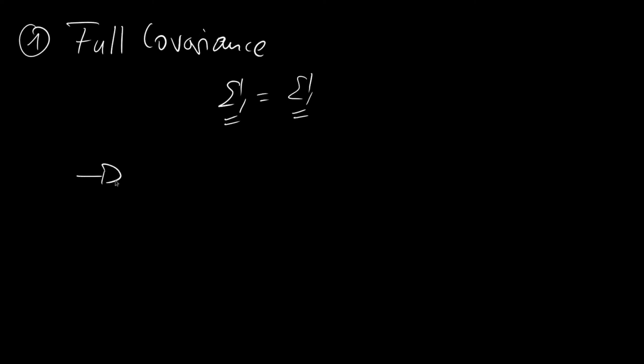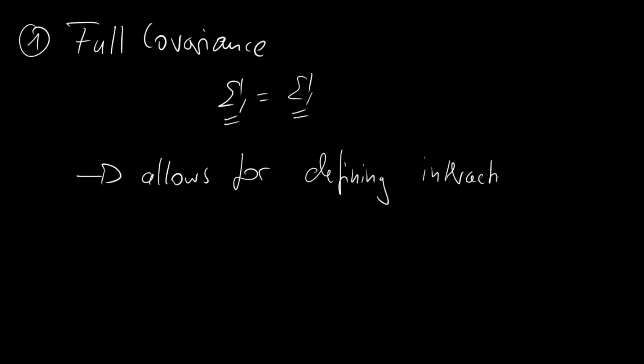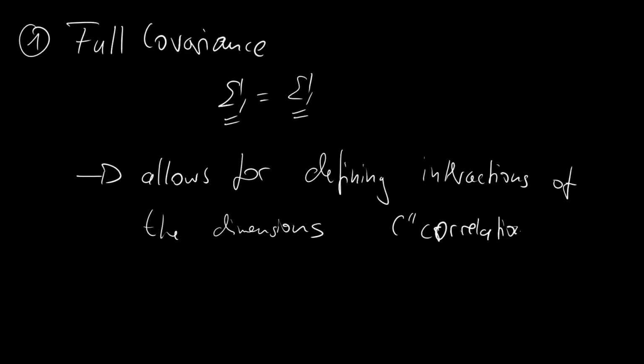And contrary to the others, this allows for the definition of interactions between the dimensions. And these interactions are also called correlations and basically allow us to rotate our Gaussian distribution to not be just x-aligned. So let me also note this down. This is also referred to as correlation if we look at standardized data. In TensorFlow Probability, you might have already seen this before.